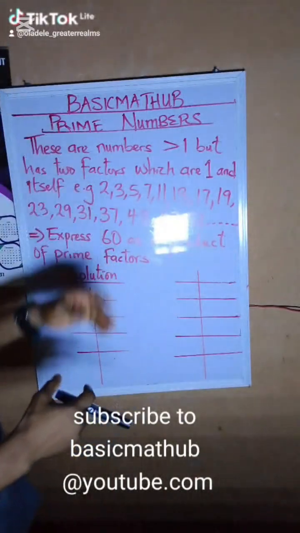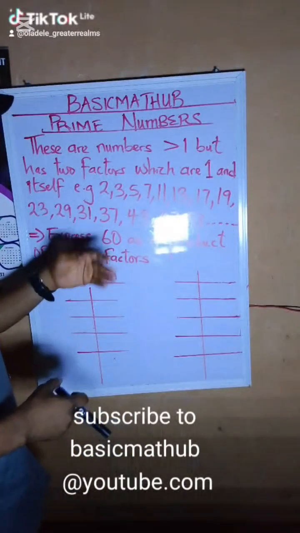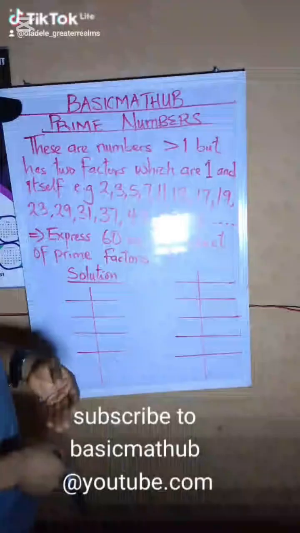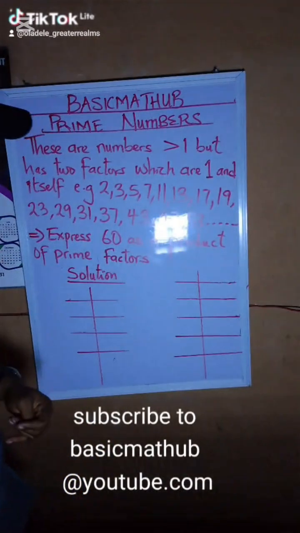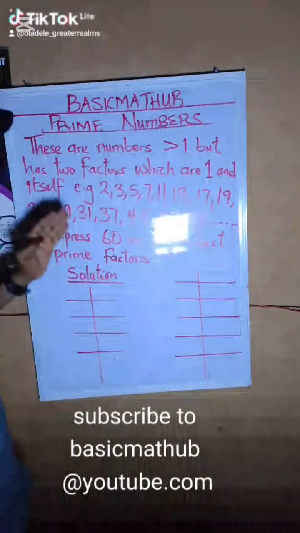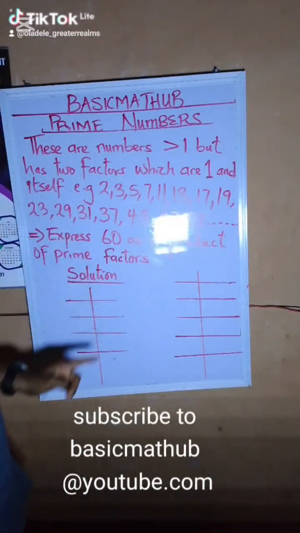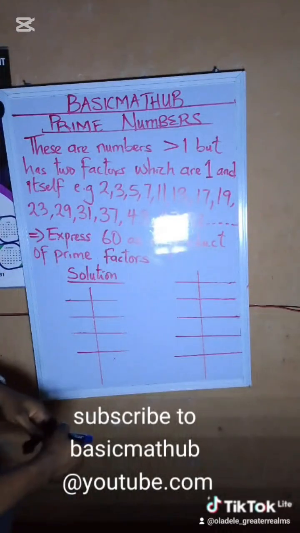With these prime numbers, we can do something. They can ask us to express something as a product of prime factors. So let's pick this example: express 60 as a product of prime factors. You continue to use the prime numbers until you get to the bottom, where everything remaining is 1. That's how to express a number as a product of prime factors.